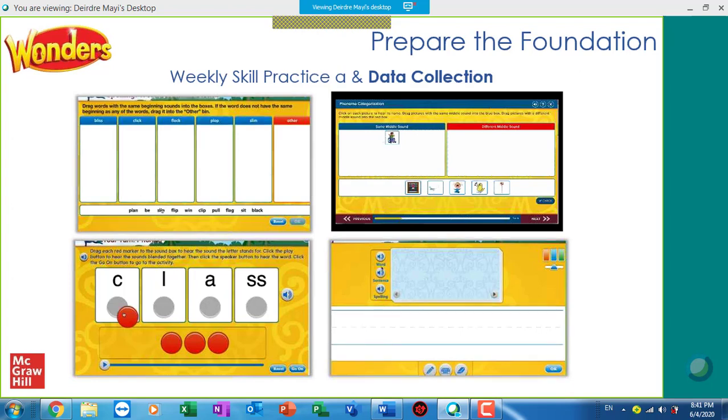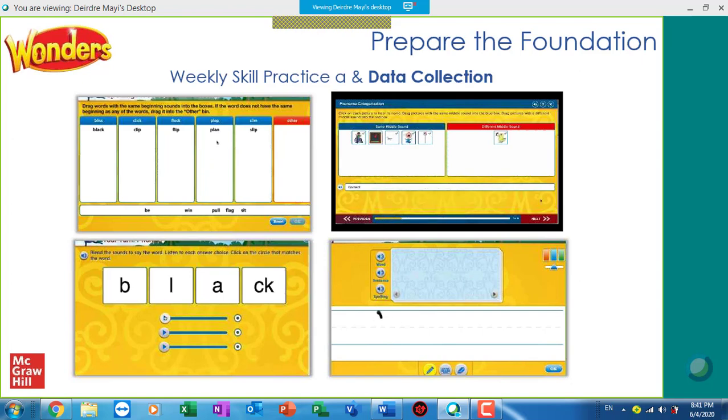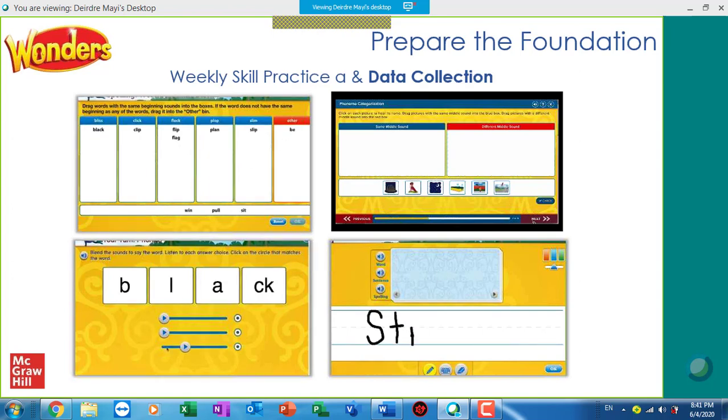In order to help students practice their foundational skills, you will find that there are games that allow students to practice those skills. Some, not all, but some of these do feature data collection. So the students' results go into that data dashboard that I have mentioned before. But again, that is for some games and not all. And you will be able to know which games provide data and which do not.